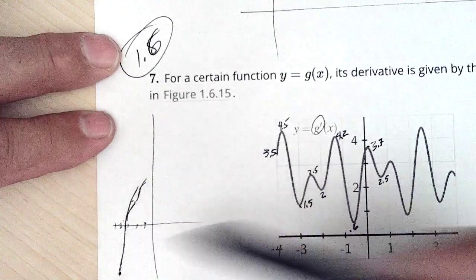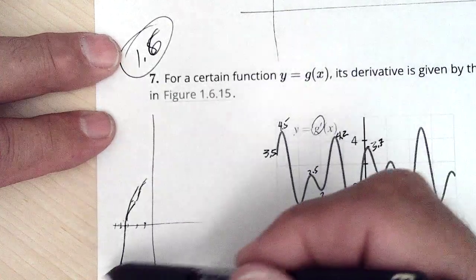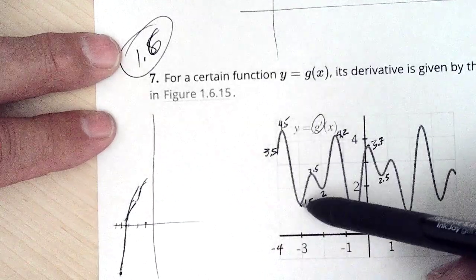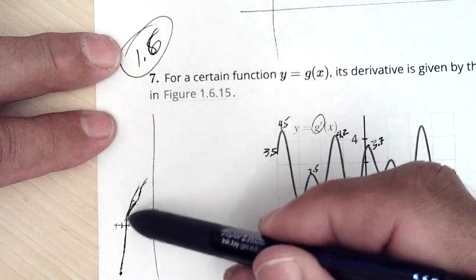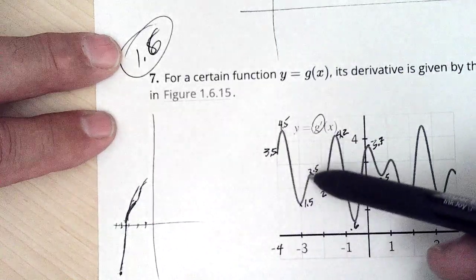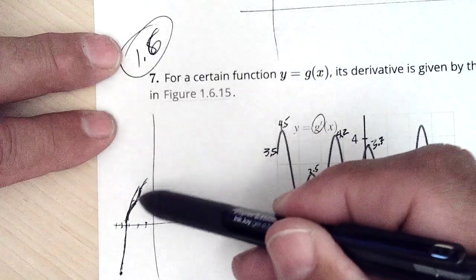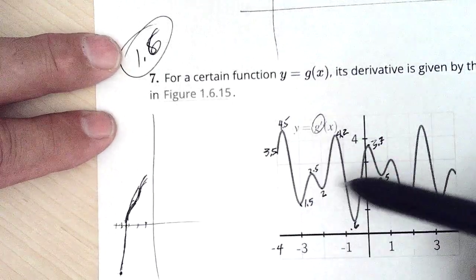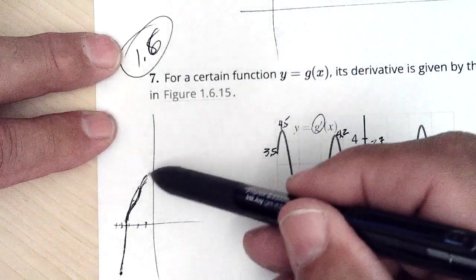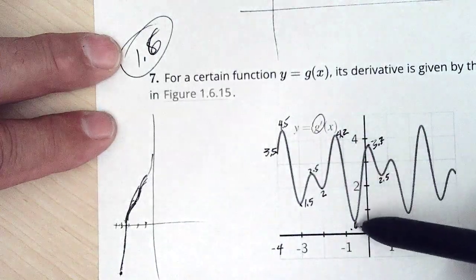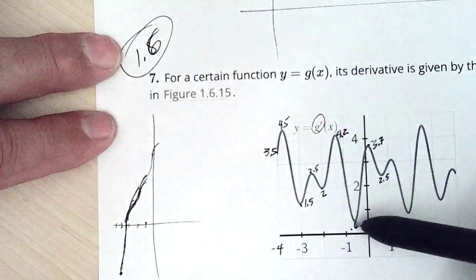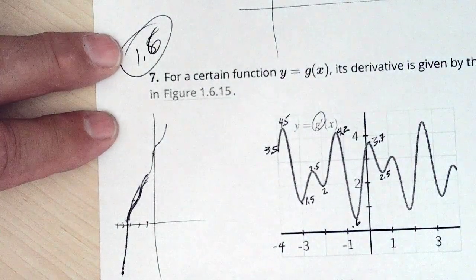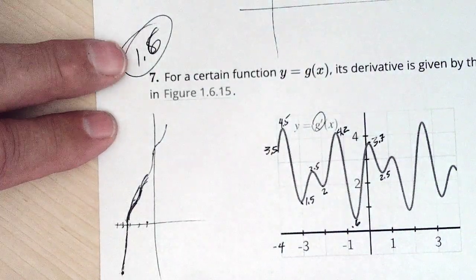So it's getting steeper, which means it's got to curve up. Then it gets less steep, so it's got to be curving down, and then it gets more steep, so it has to be curving up. Then it has to get less steep, so it curves down. Then it has to get more steep, and then less steep, and then more steep. And so you get the idea what's going on here.